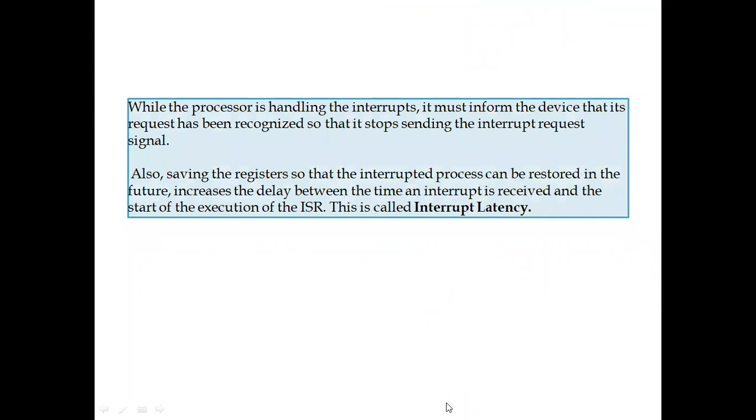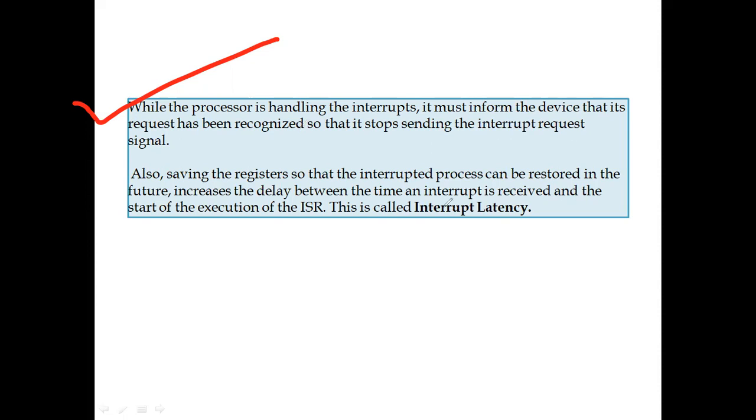While the processor is handling the interrupt, it must inform the device that its request has been recognized so that it stops sending the interrupt request signal again and again. The device that generated the interrupt, suppose some hardware device did it, and the processor has started working on it, so this information should be given to that device so that it does not send the request again and again. Which request? The interrupt request signal.